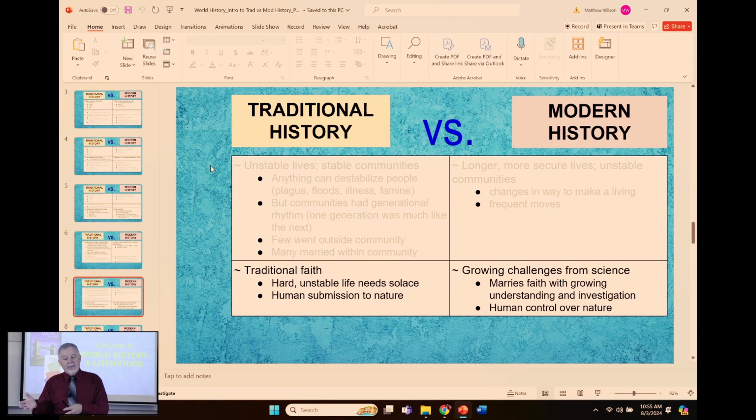Under that one. But under modern, there are growing challenges from science. There's advances, there's innovation, there's improvements in so many different things that it tries to marry faith with an understanding and investigation of what is seen. So rather than just taking floods for granted, like, oh, it's there and I can't do anything about it, science and engineering and innovation would come up with ways to buttress my village.